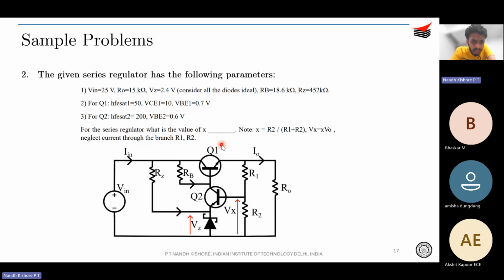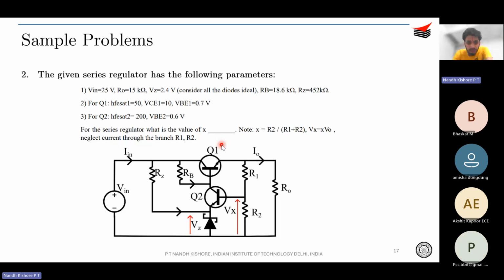So for the series regulator, what is the value of X? That is, X is equal to R2 by R1 plus R2, right? They have also defined it. That is the ratio, or the tapping ratio. So the question is, what is the tapping ratio? Correct. So the tapping ratio can be obtained from seeing the circuit itself.